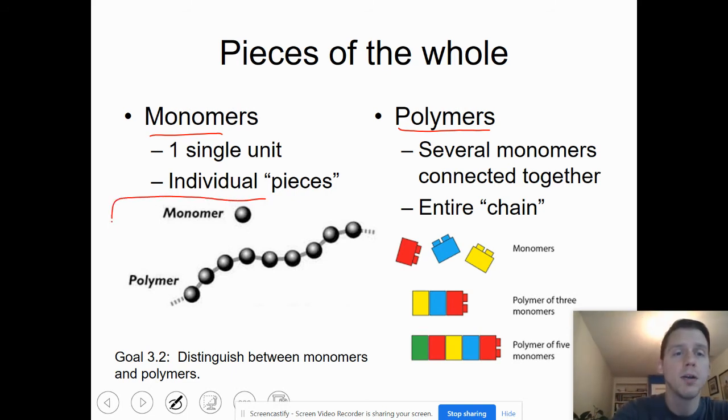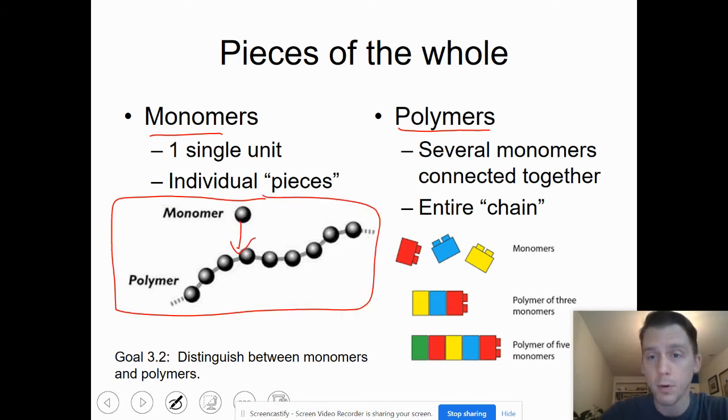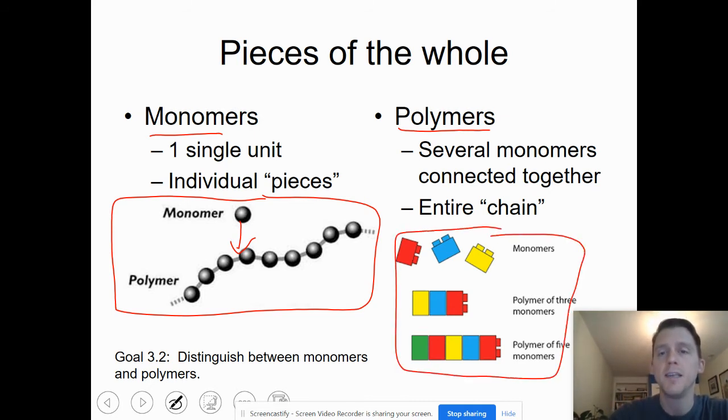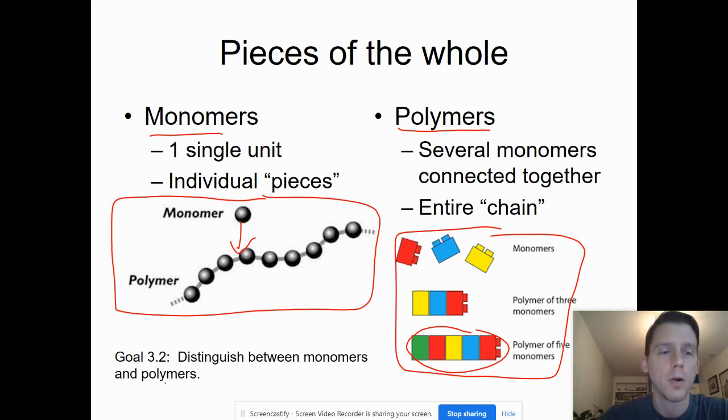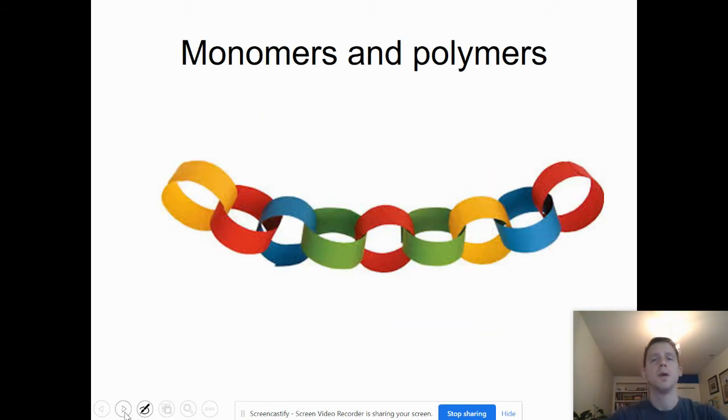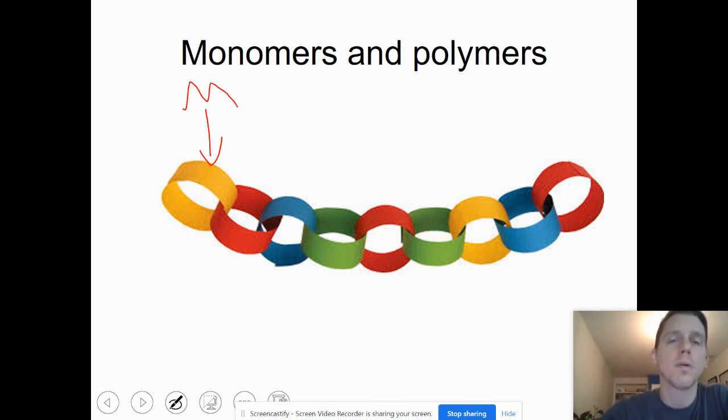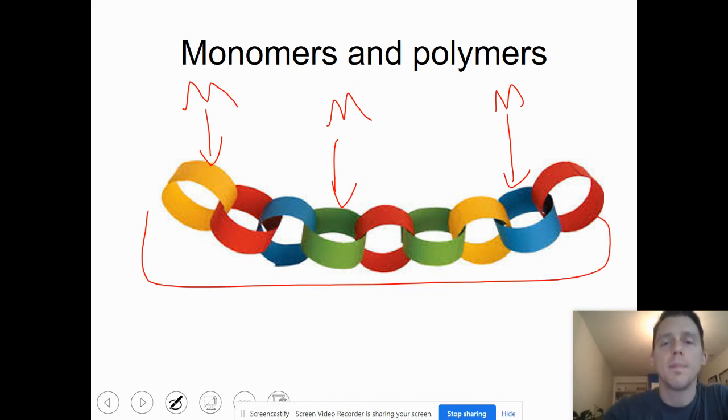So you can see in the picture here that we can string monomers together to make a long polymer. Or if we're going to go off our Lego example, we can take these pieces, these monomers, and put them together to make a polymer. All right, so we've got four terms here. If you remember making paper chains in elementary school, each link in the chain is a monomer. So we have all of these different monomers, and together they make up a polymer.